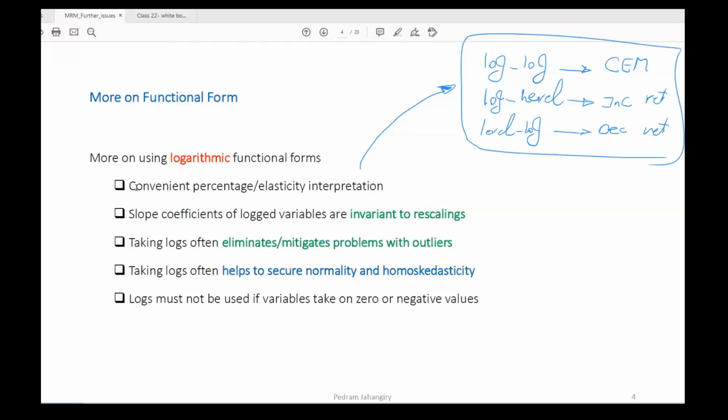And we call the first model the elasticity model, and the second and third ones the semi-elasticity models. Okay. So we use logarithms because it's convenient when it comes to elasticity and percentage interpretation. Just as a reminder, the data looks like this for constant elasticity. For the log-level model, you have an increasing return, so the data looks like this. For the level-log model, we have a decreasing return, so the data looks like this.